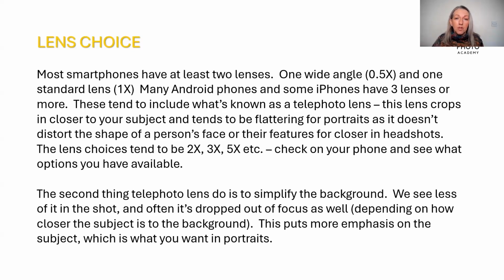And the other benefit of using the 2 times lens or the 3 times lens is that it also helps, it's known as lens compression. What it does is it gives the appearance that the background is closer to your subject as it makes it bigger. And then it also helps drop it out of focus as well. So on a camera, you would use a telephoto lens for that effect. And the same thing applies on a smartphone camera.